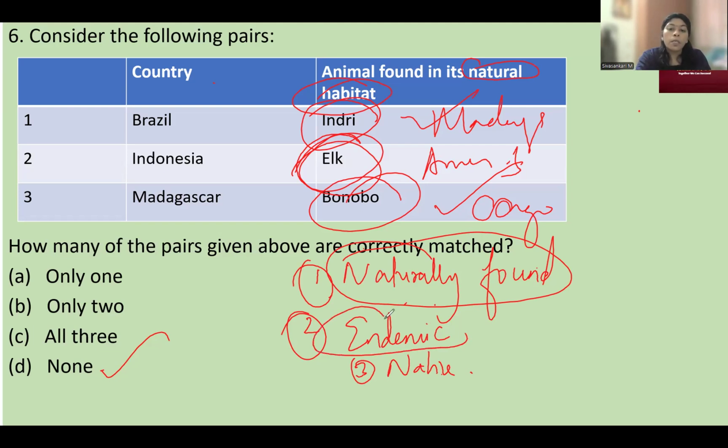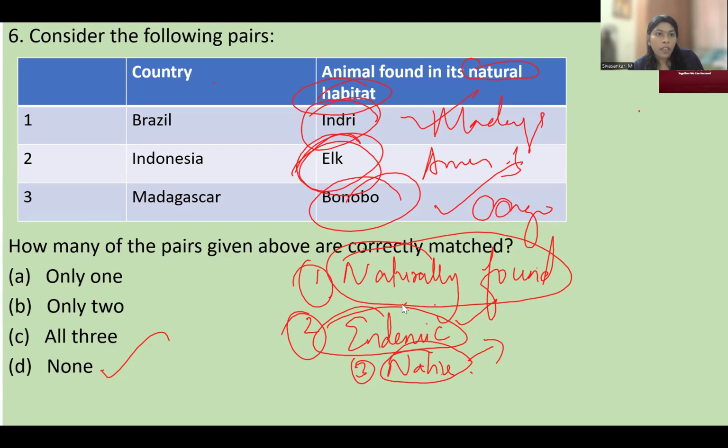But come to endemic species, endemic means it stays only there. That means it can live only in that place. If you take it and put it somewhere else, it will not live. The conditions will not help it to live. But native means what? The place of origin, where it originated, where it came from. That is native species. So these three words you have to keep in mind whenever you're reading about a species. Questions can come in the future like that. Okay. Then come to the next one.